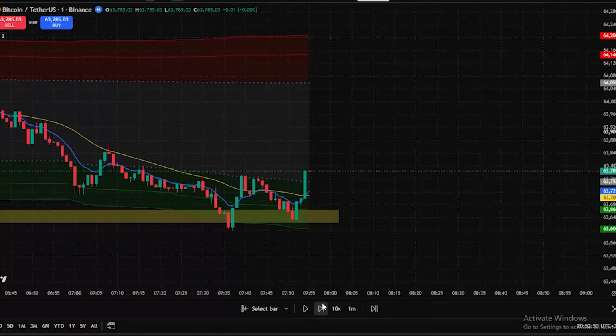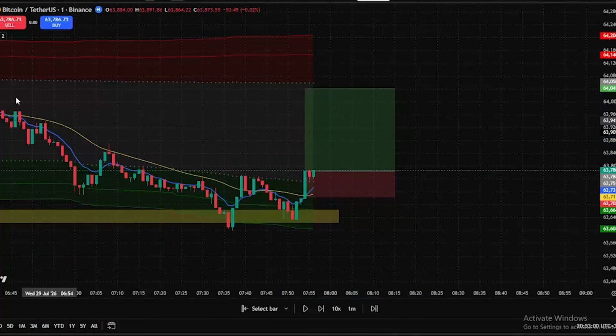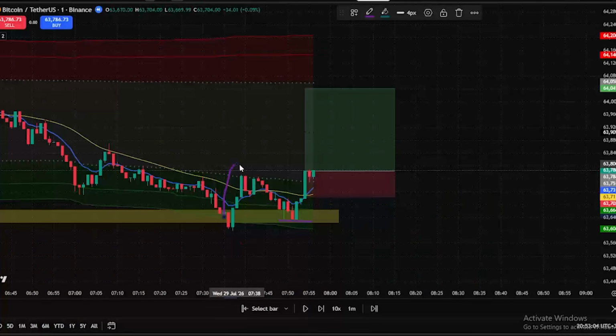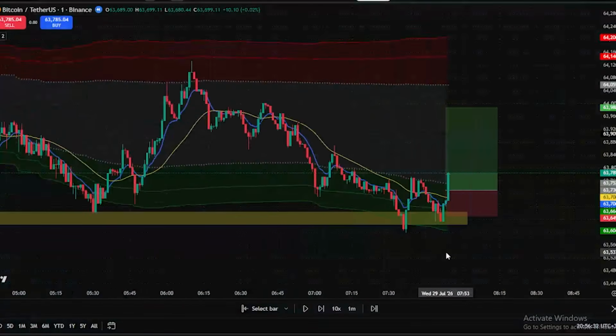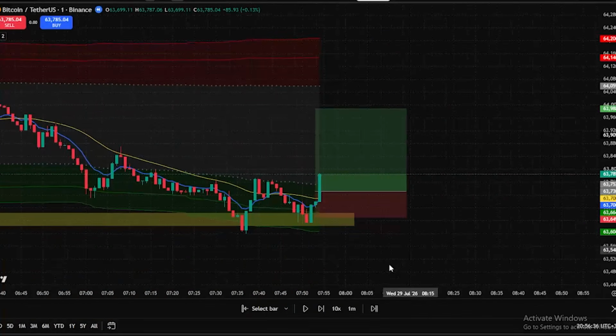As we can see, the EMA is moving upward and price is respecting this dynamic support area. Now we wait for the most important part, the pullback. Instead of chasing a large green candle, we wait for Bitcoin to come back toward the EMA. This gives us a better entry location and reduces the risk of buying at the top of a short-term move.